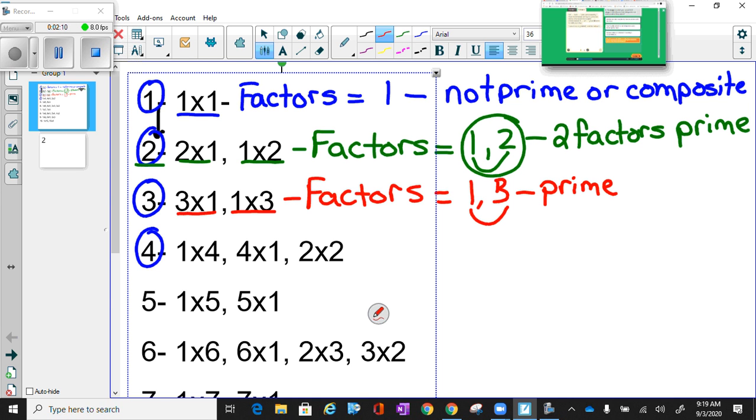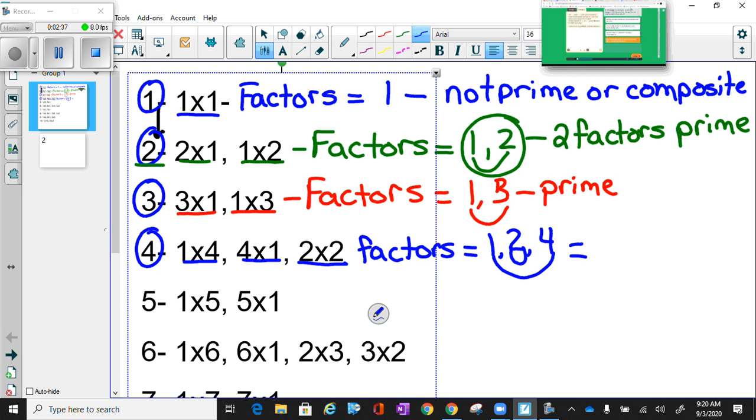Now let's go down and look at number 4. The number 4. 4 has this equation, and this equation. So if we list the factors for 4, it has the numbers 1, 2, and 4. Because 1 times 4 makes 4, and 2 times 2 make 4. It has 3 factors. And so if it's not prime, because prime only has 2 factors, then that means that it is composite.